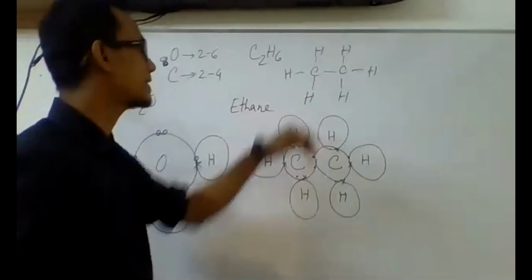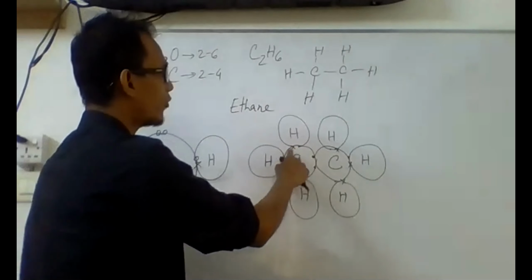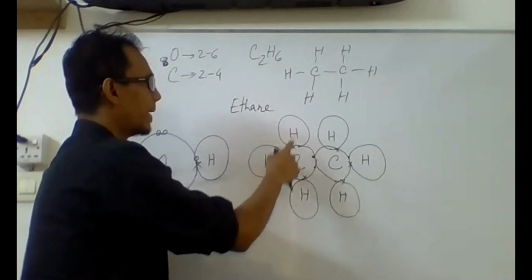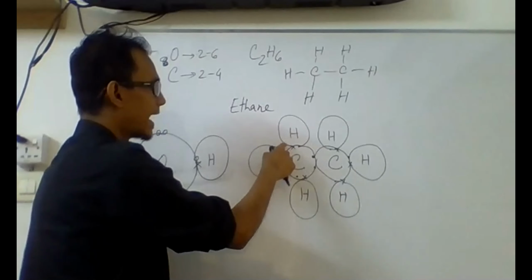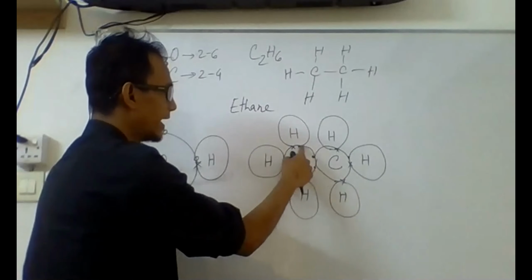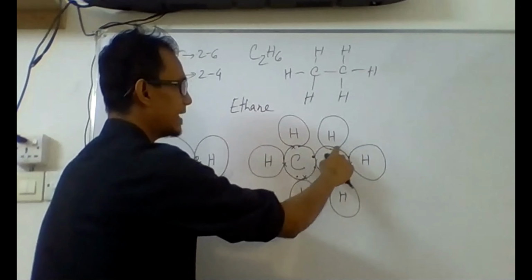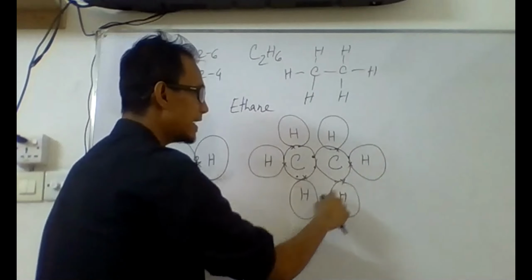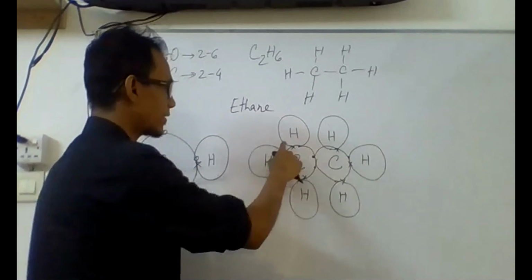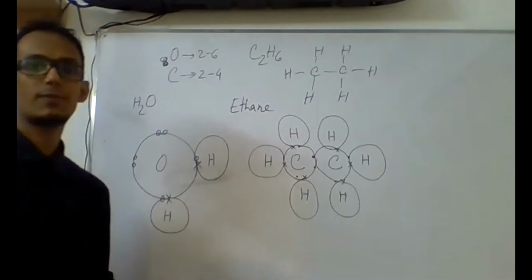Similarly, if you see, carbon had 4 electrons in its outer shell, but when sharing with hydrogen and carbon, it has 8 electrons now. This carbon has 8 electrons now. Each of these hydrogens has 2 electrons in its outer shell: 2, 2, 2, 2, 2.